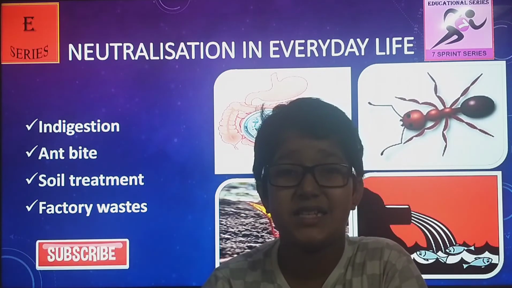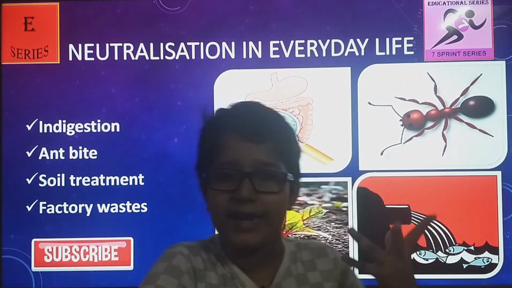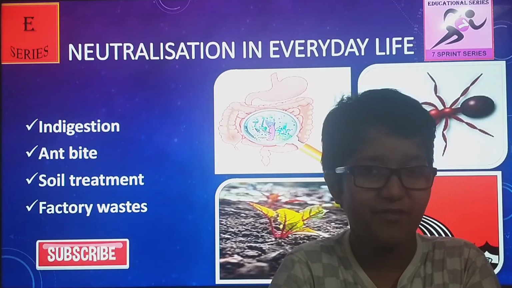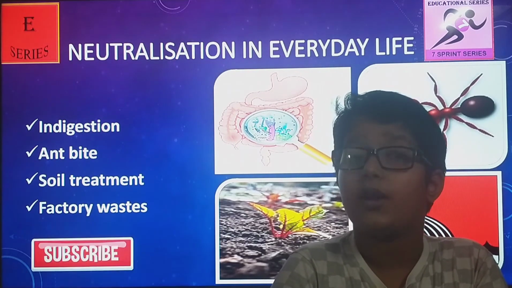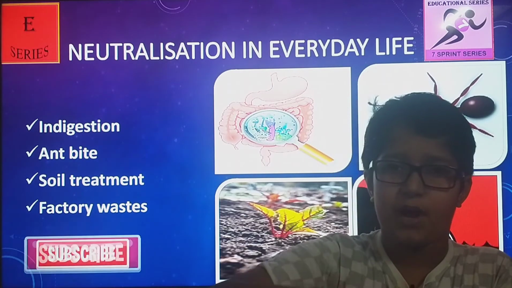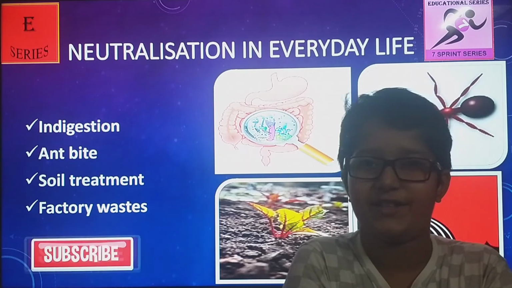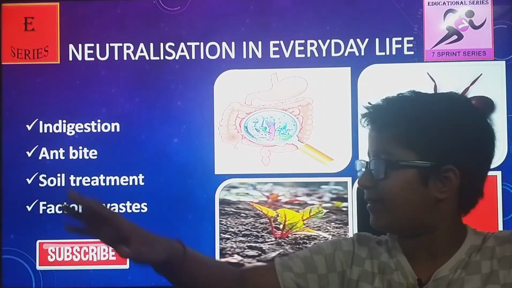When an ant stings you, it releases methanoic acid, and you can apply some base, and that reduces the acid's effect, so you do not feel pain when the ant stings you. That methanoic acid harms your body, so you apply a base or rub it with soap, and the effect is neutralized or cancelled out.